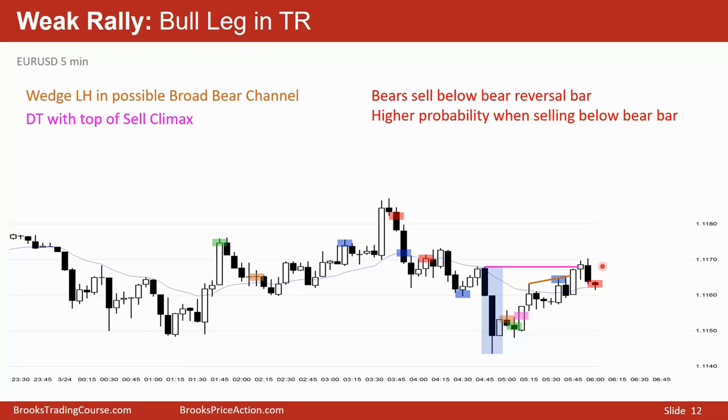We have a wedge, 1, 2, 3, a double top, and a trading range. We're around the middle of the range. In general, I prefer to sell higher, but it's possible that we turn down here, we turn down here, maybe we'll turn down here as well.